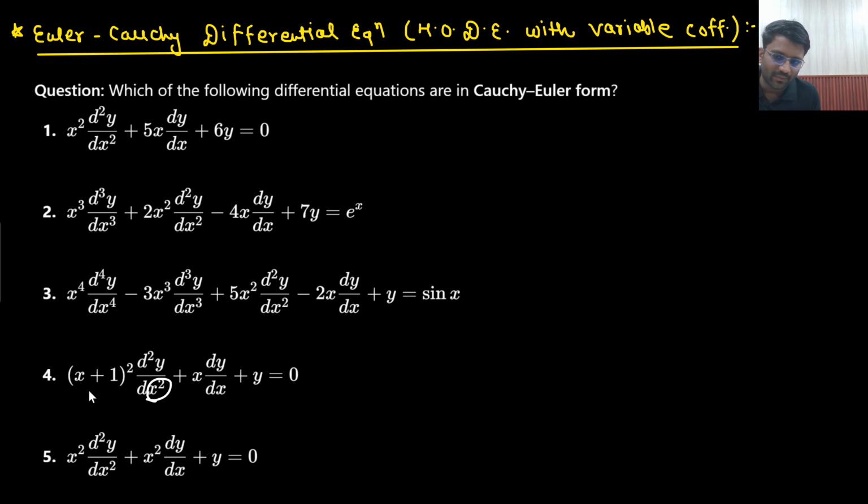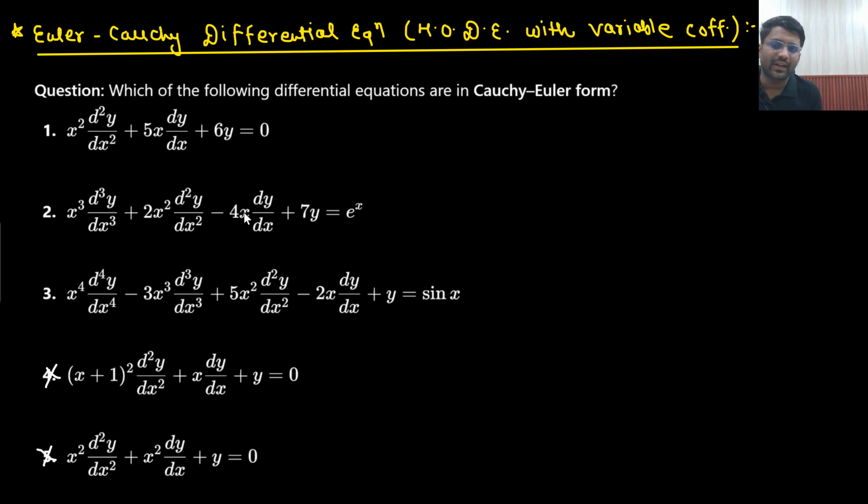Is this a standard form? No, this is not a standard form. Here x square, here x, but here there is x square. So again, this is not a standard form. So this is also not a standard form. Standard form would say that if it is differentiated 4 times, x to the power 4 should be there. If it is differentiated 3 times, x to the power 3 should be there. If it is differentiated 2 times, x to the power 2 should be there. Differentiated 1 time, x to the power 1 should be there. Differentiated 0 times, x to the power 0, which means 1, should be there.